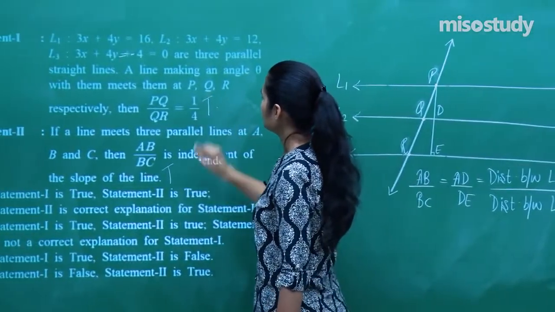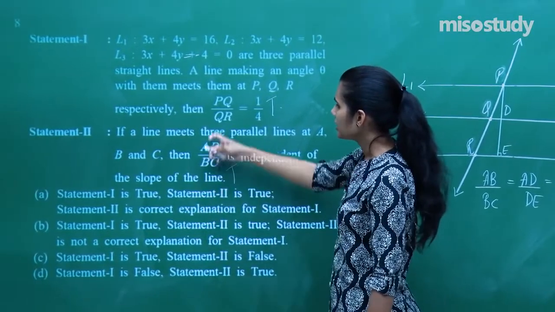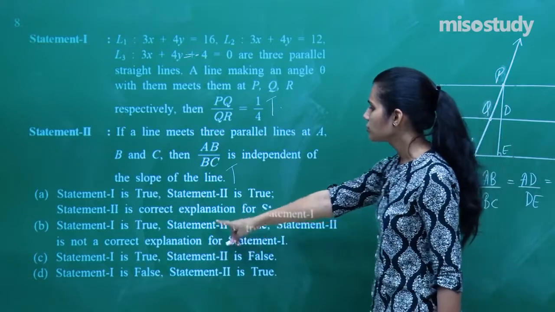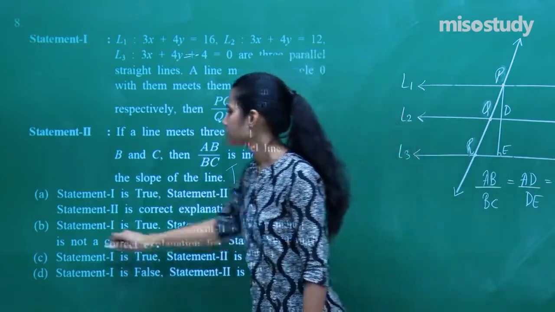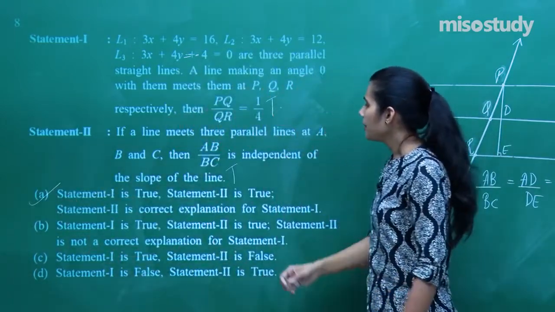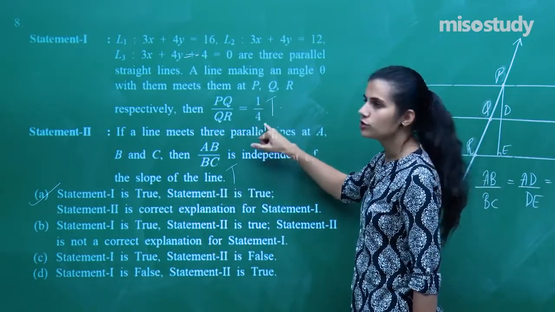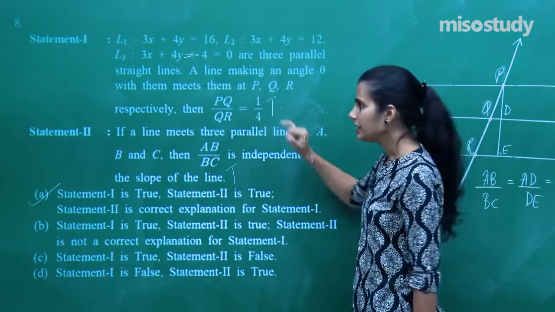So this is also true. So clearly statement 1 and statement 2 both are correct. Statement 1 is true, statement 2 is true, and statement 2 is clearly giving a correct explanation for statement 1, because it is independent of the slope of line L, that is why it is coming to be equal to a constant. Fine.